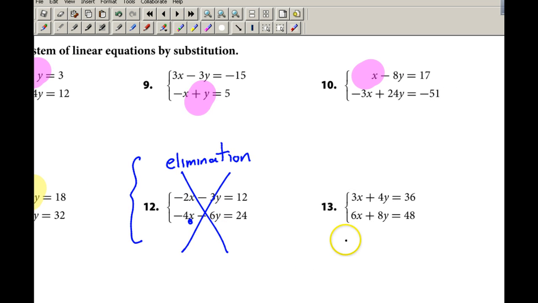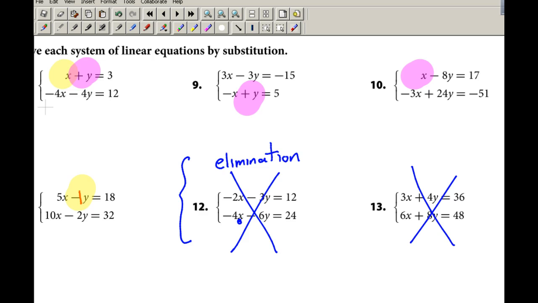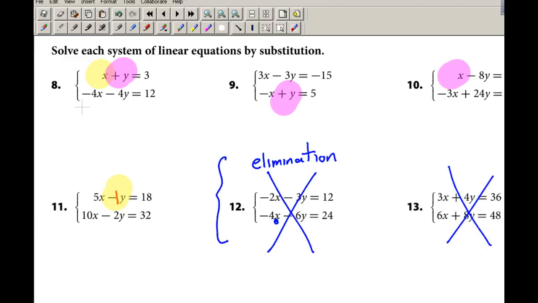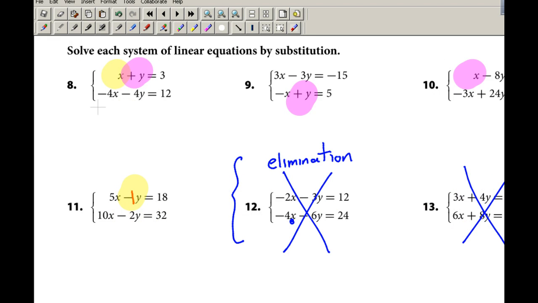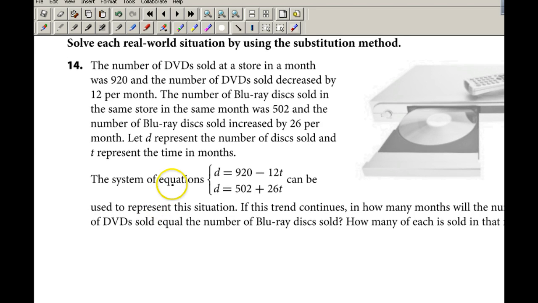So if there's no way to avoid the fractions, like on 12 and 13, we're going to just wait on those. We'll come back to them. We'll talk about them on Thursday and Friday and how to solve those. So you really just need to do 1 through 11, and then go down here. There's a couple word problems, just like the one we've been practicing. They even give you the equations and everything. You just have to solve them.